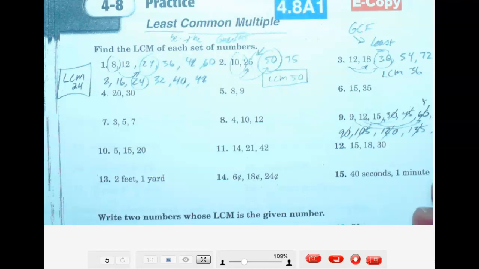Does 12 go into 150? Well, 12 goes into 144. 12 times 12 is 144, so 12 can't go into 150. So now what do we do? We just keep going.